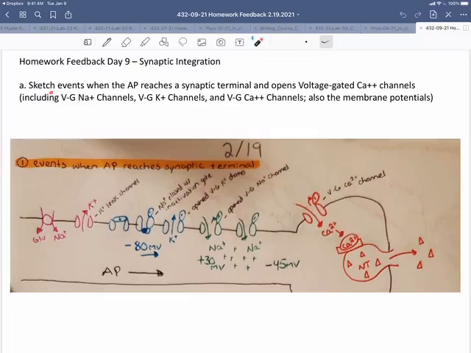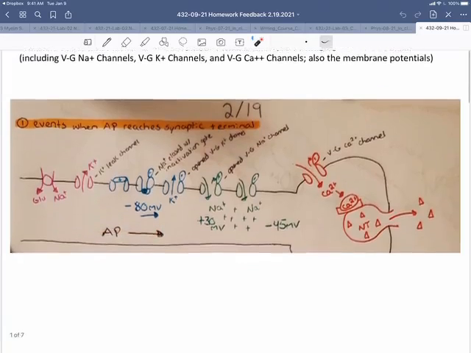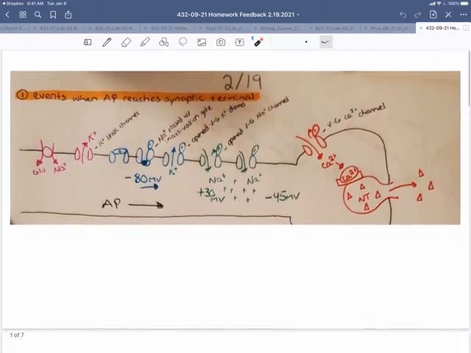The first item was sketching the events when an AP, an action potential, reaches the synaptic terminal and opens voltage-gated calcium channels. So this person has shown an action potential moving down an axon and showing secondary active transporters, potassium leak channels, just the background for all of it.